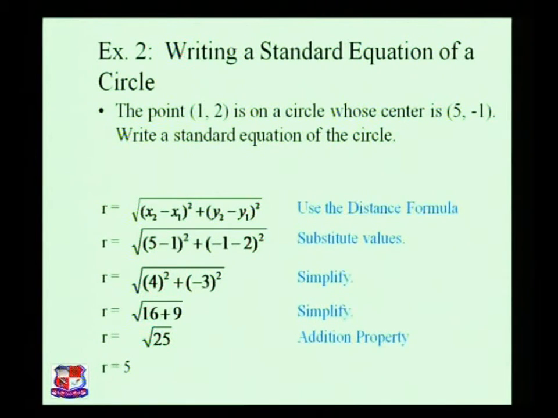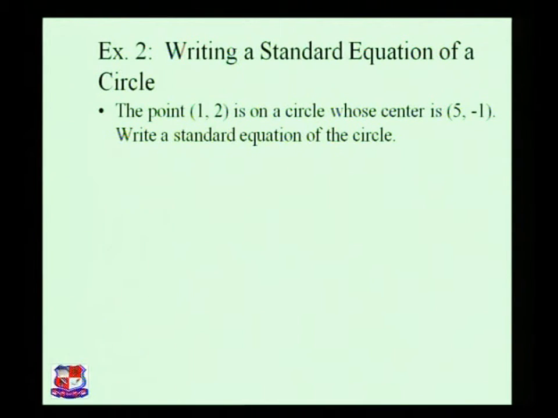So now we can find the equation of the circle using the center-radius form. We have the center, we have the radius, so we can find the equation of the circle. So now we will find the equation using (x minus h) whole square plus (y minus k) whole square is equal to r square. This is the standard equation.